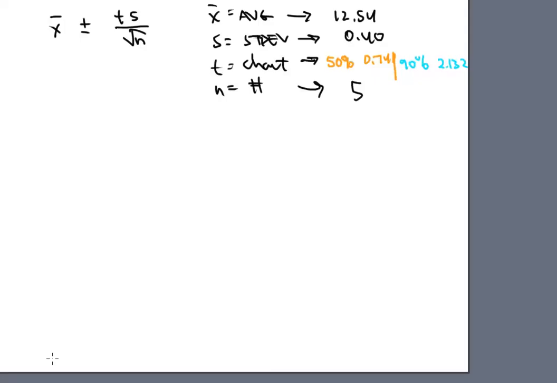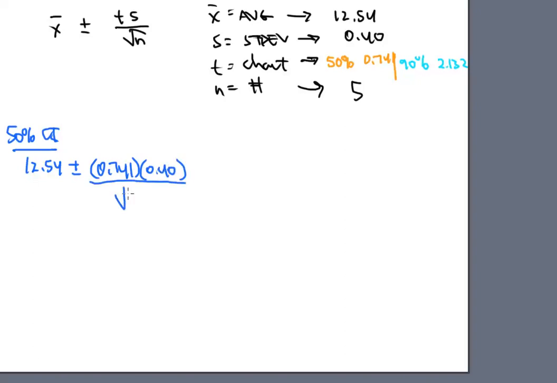So now I'm going to come down here to the bottom, and I'm going to actually solve for one of these at least. So my x bar is 12.54. That's my average, plus or minus my student t. Let's do 50% first. We're going to do 50% confidence interval. So that's 0.741 times my standard deviation, which is 0.4, divided by the square root of n, which is 5. Once you have your numbers written on the side, you just got to put them into where they need to go.